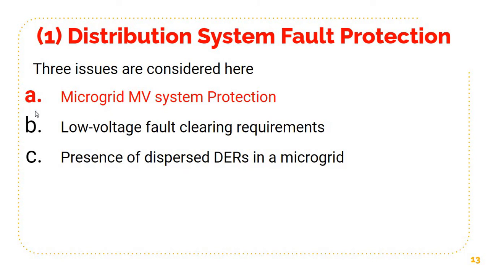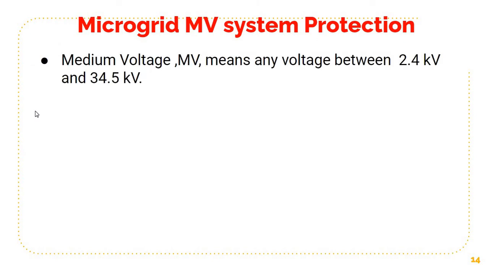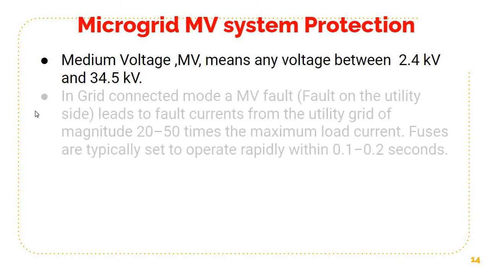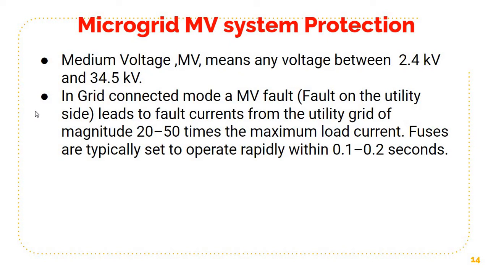Now in this distribution system fault protection, we will consider three issues. One is microgrid MV system protection, then low voltage fault clearing requirements, and presence of dispersed DERs in a microgrid. So let us start with MV system protection. Medium voltage means any voltage between 2.4 kV and 34.5 kV. Now the microgrid may be connected with the grid. We call it grid connected mode.